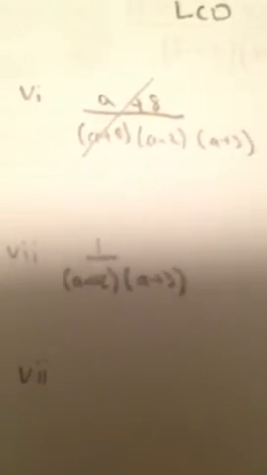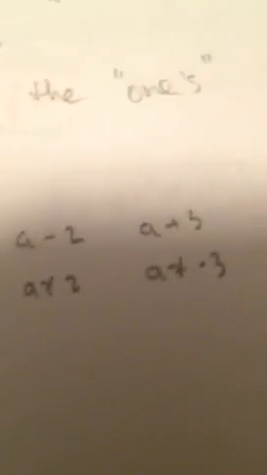So our final answer is 1 over a minus 2 times a plus 3, and our restrictions are a cannot equal negative 8, 2, and negative 3.